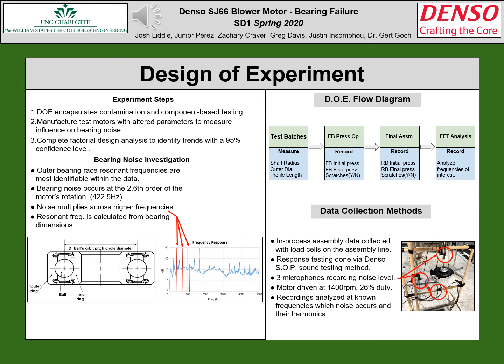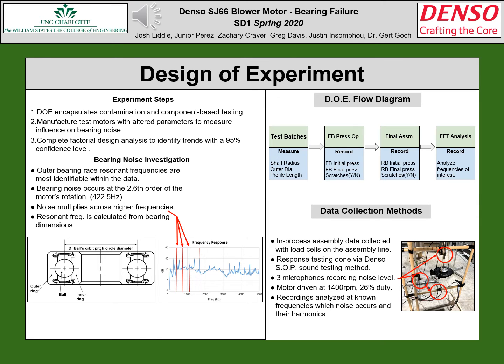Our design of experiment utilized batches of test parts which were sent through the assembly line to gather data. Upon completion of the test batches, the team performed sound testing to quantify the result. Test parts were manufactured of various dimensions, as well as various levels of lubrication before assembly to serve as the factors of contribution. Each part was meticulously measured with precision instruments to gather the most accurate data possible.